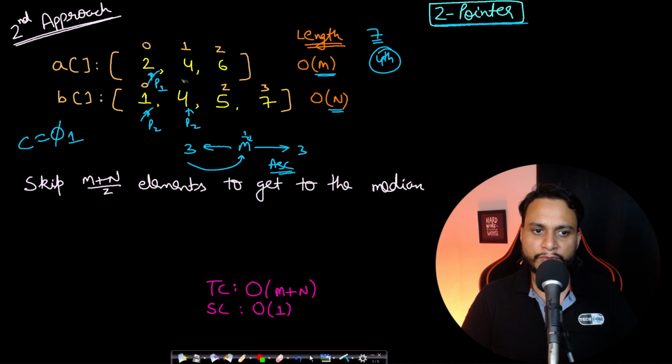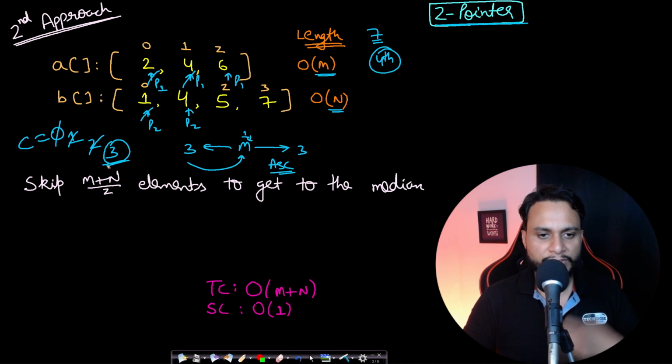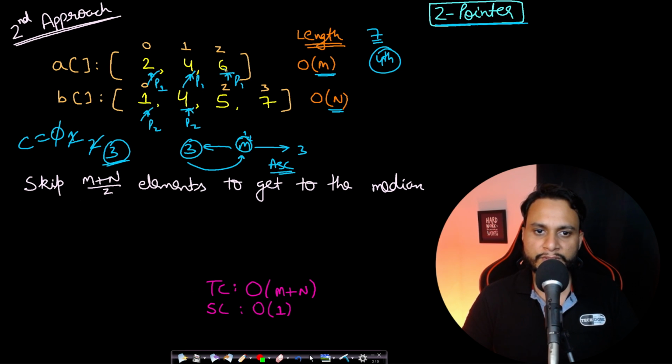Now compare 2 with 4 and skip P1 to the next element and increment the counter. Compare 4 with 4. Since they are equal, you can move any pointer you want. So let's move P1 to the next element and increment your counter. Now since the counter says 3, this means that you have already skipped 3 elements. And since you have skipped 3 elements and you are seeing 2 elements, 6 and 4, the minimum of these two will be the median, because the larger one will be the next element of the median. I mean, it can be the next element, but it will be definitely in the right pool.